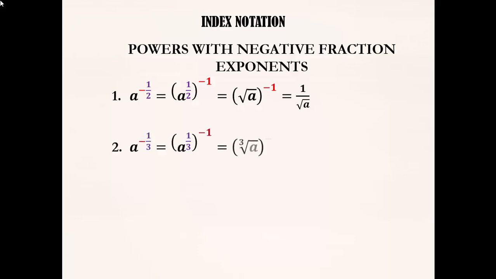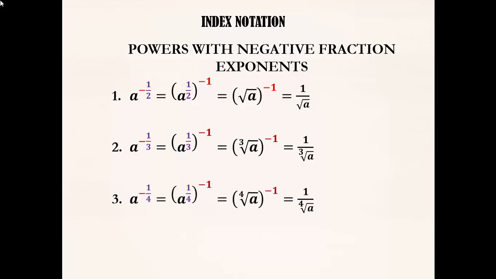And again, a to the power negative 1 over 3 simply means that a to the power 1/3 all raised to the power negative 1, which can also be written as the cubic root of a, for the fraction 1 over 3, all raised to the power negative 1. This also means 1 over the cubic root of a.